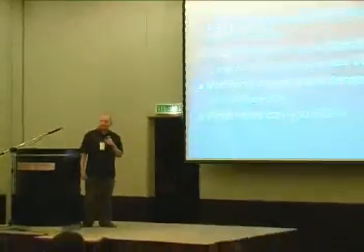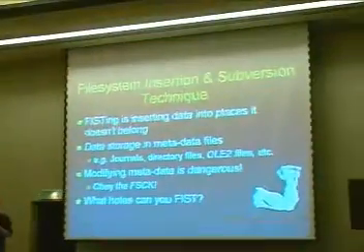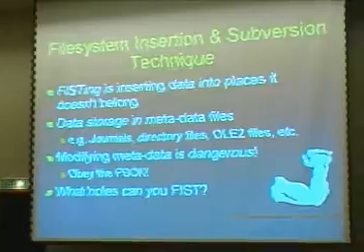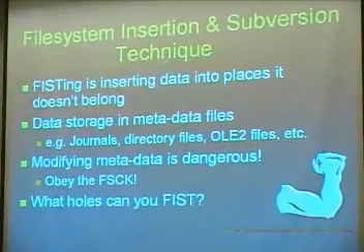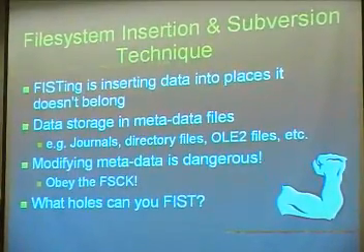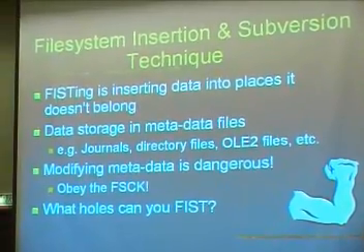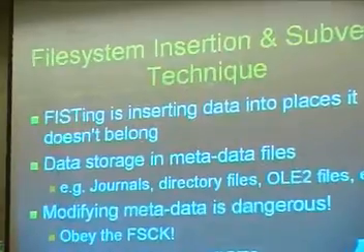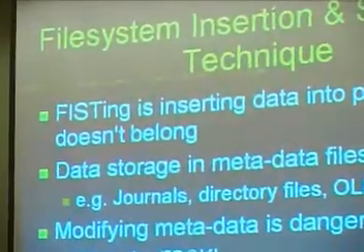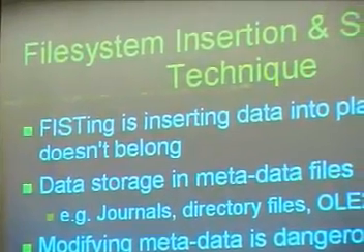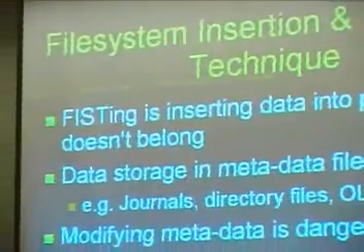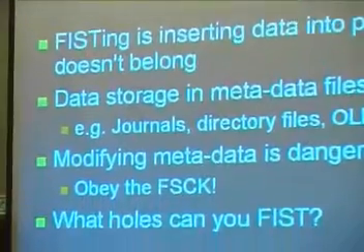Fisting is the file system insertion and subversion technique. Fisting is basically taking data and stuffing it where it doesn't belong. So what we're going to do is look for a hole somewhere in the file system and insert a massive amount of data. Essentially what this means is we use data storage in metadata files. So we find parts of the file system that should be used primarily for storage of metadata about the actual file system, and instead we use that space to store our own data.